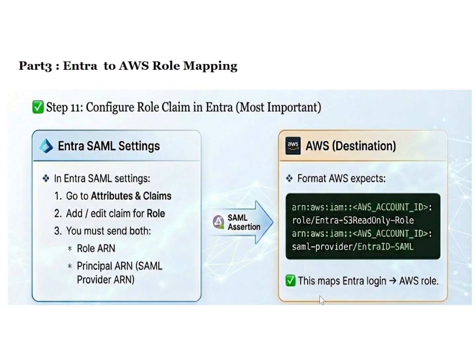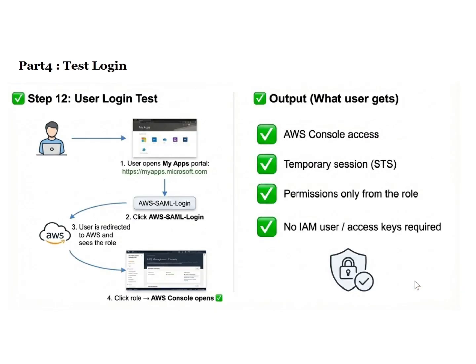So this basically maps the Entra login to the AWS user. So finally you will be able to test the login with the help of the Entra ID connection. So in this way you need not create the users in IAM. Instead you are linking the existing Active Directory or the Entra ID in order to access this particular account with the help of roles and permission sets.